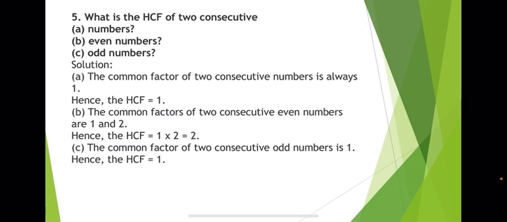HCF of two consecutive even numbers. The common factors of two consecutive even numbers are 1 and 2. Hence, the HCF is 1 multiplied by 2, which is 2. HCF of two consecutive odd numbers. The common factor of two consecutive odd numbers is 1. Hence, the HCF is 1.